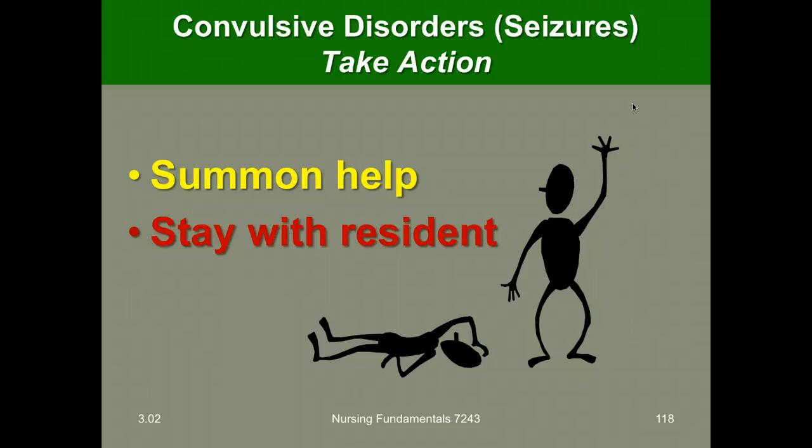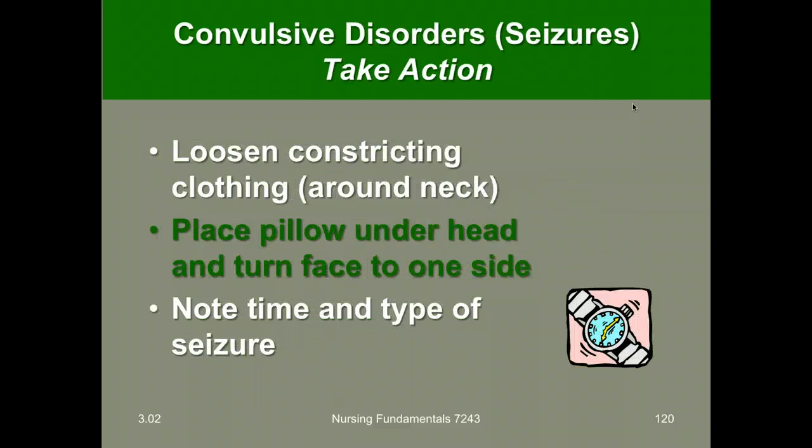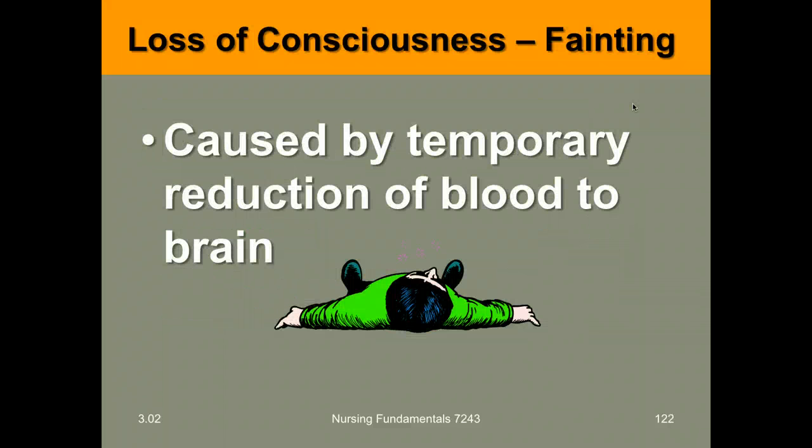What you need to do is summon help, stay with the resident, protect them from injury by lowering them to the floor, remove objects out of the way that may cause them injury. Do not restrain them or put anything in their mouth. If you can, loosen constrictive clothing specifically around their neck, place a pillow under their head, and turn their face to one side in case they vomit. Note the time and type of seizure. Provide rest for the resident after the seizure. They are very tired, confused, and often they're disoriented.